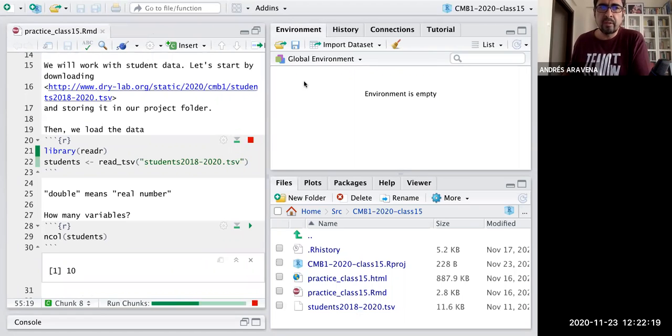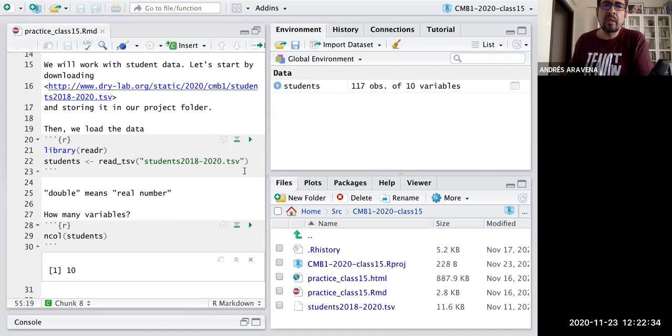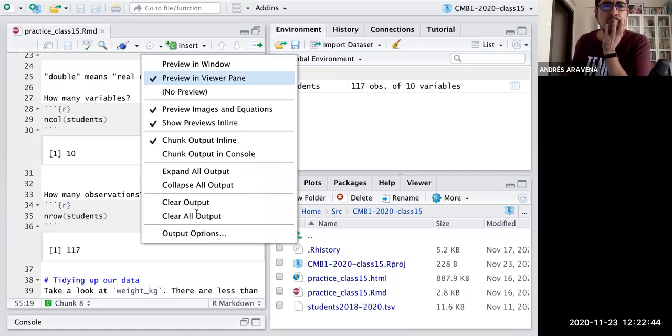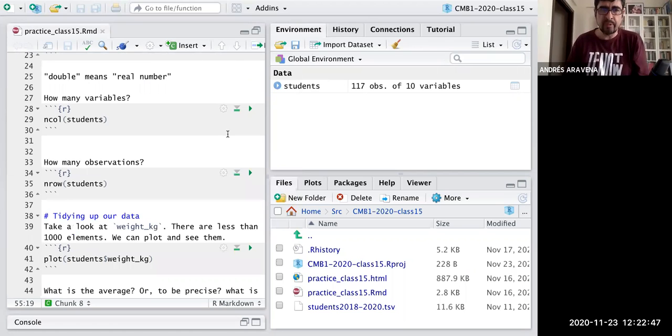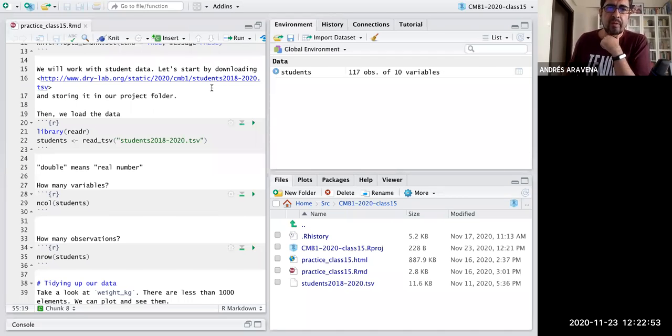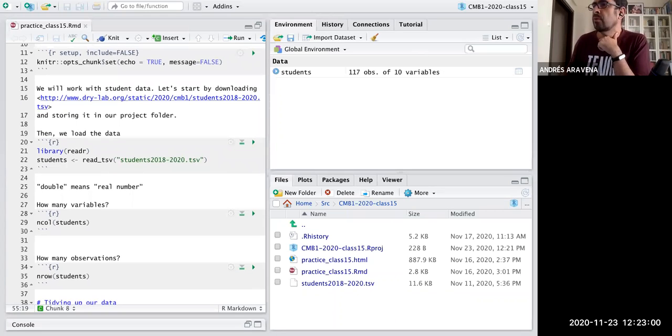And we get all the data, the same that we were working with last time. And the basic question, number of columns, number of rows. Just to be clear, we will go here and clear all output, so what we see here is up to date. Okay, please, I need to stop my camera.